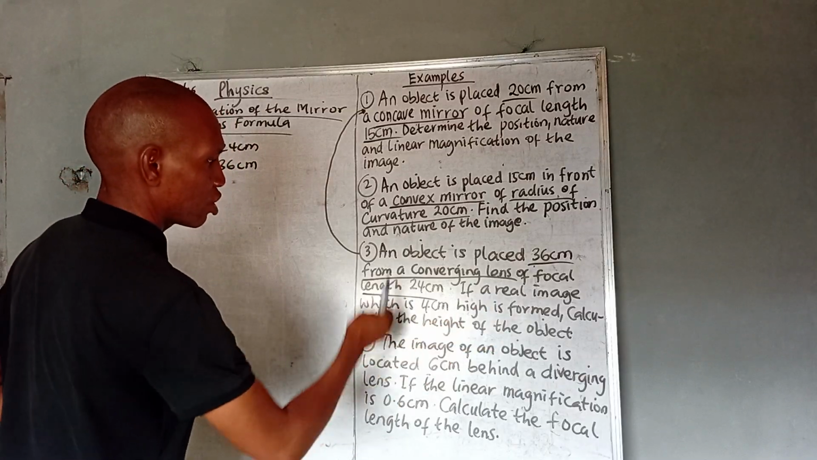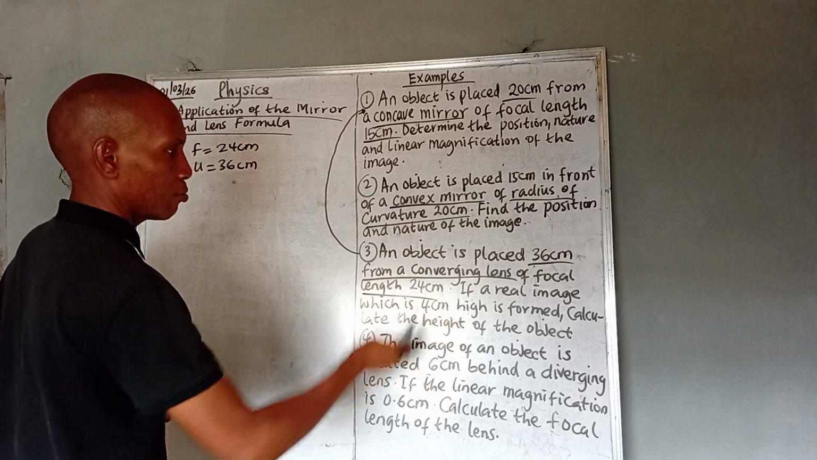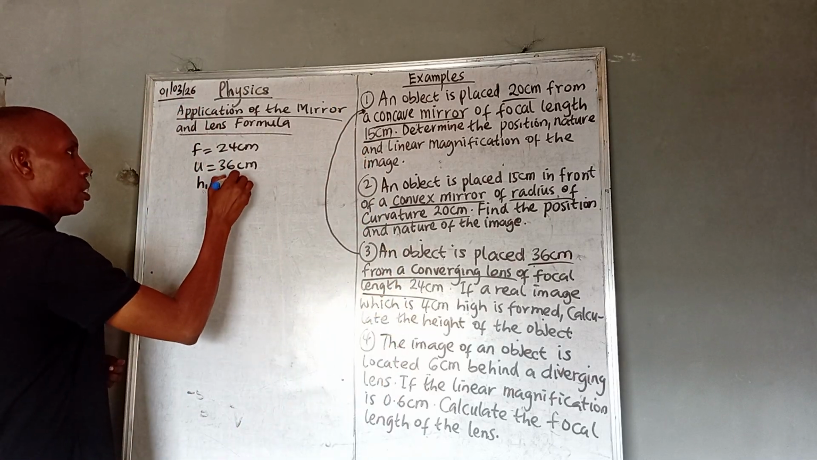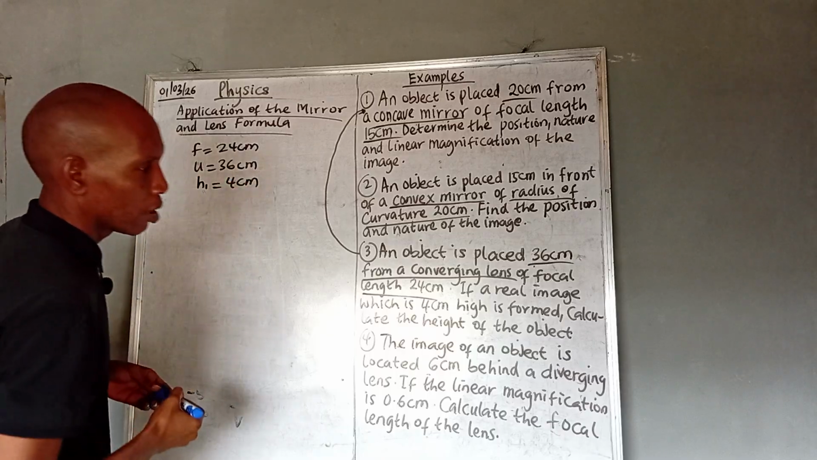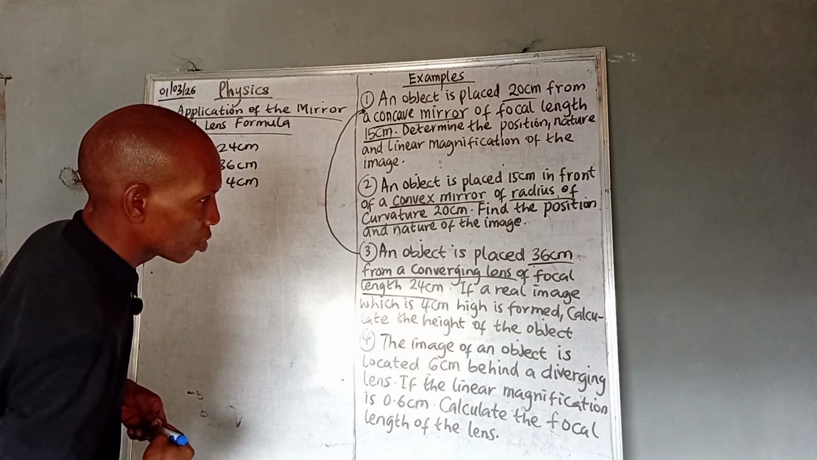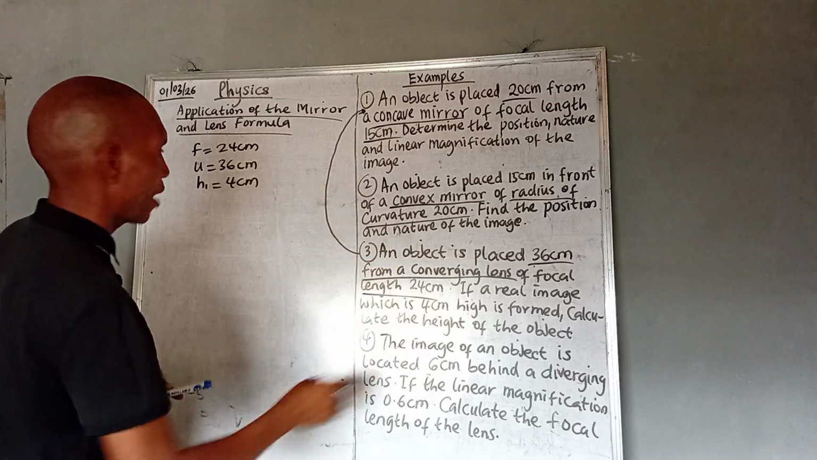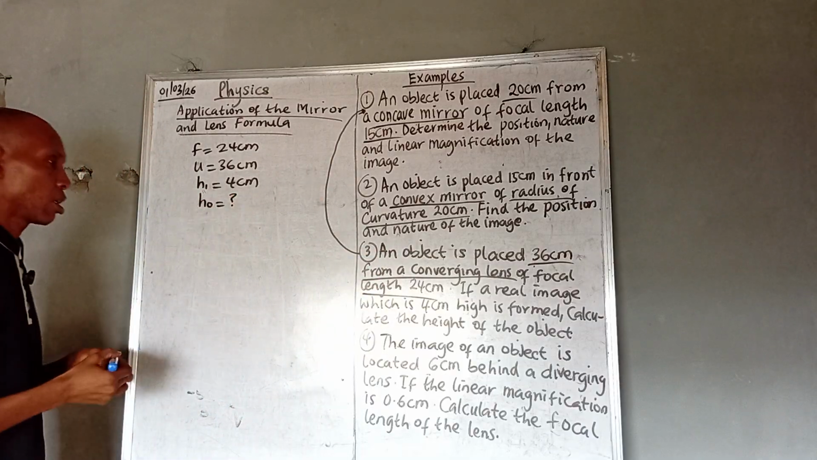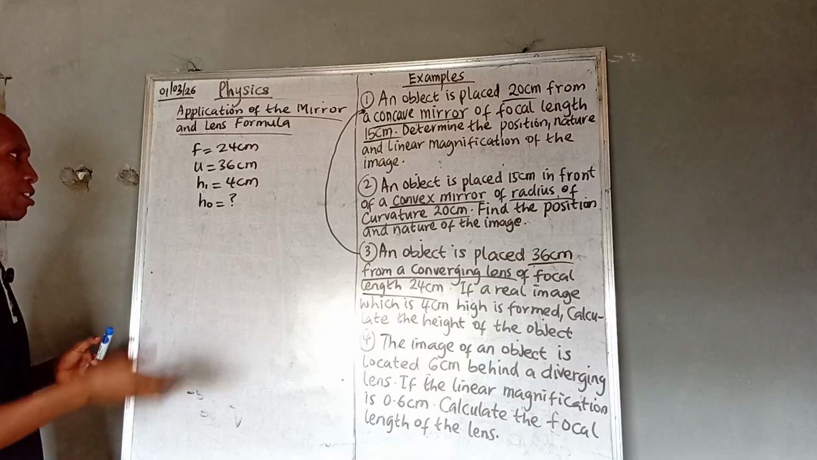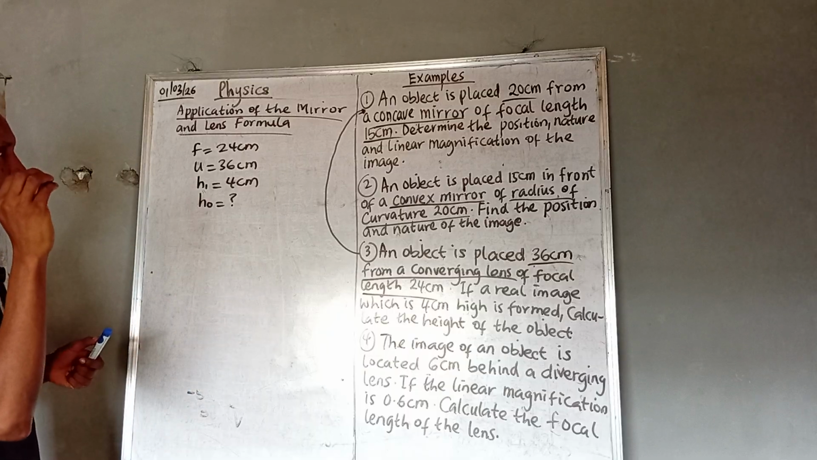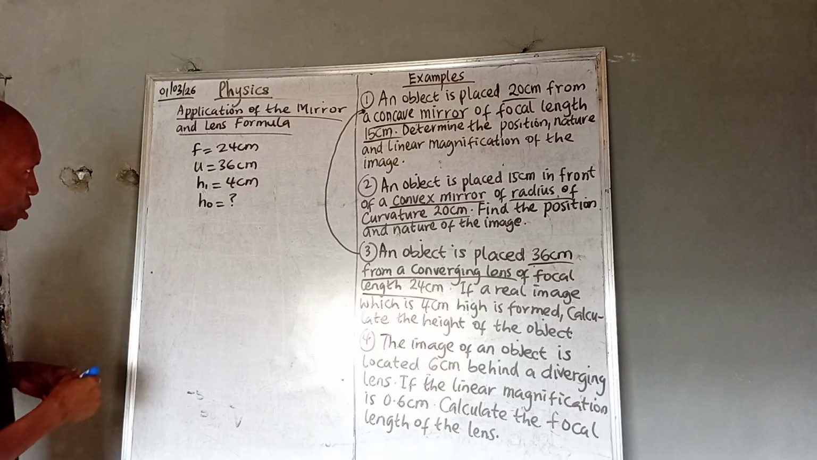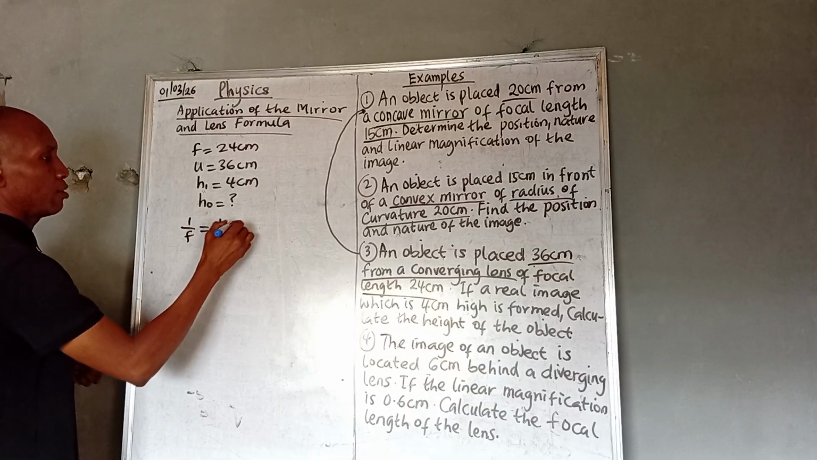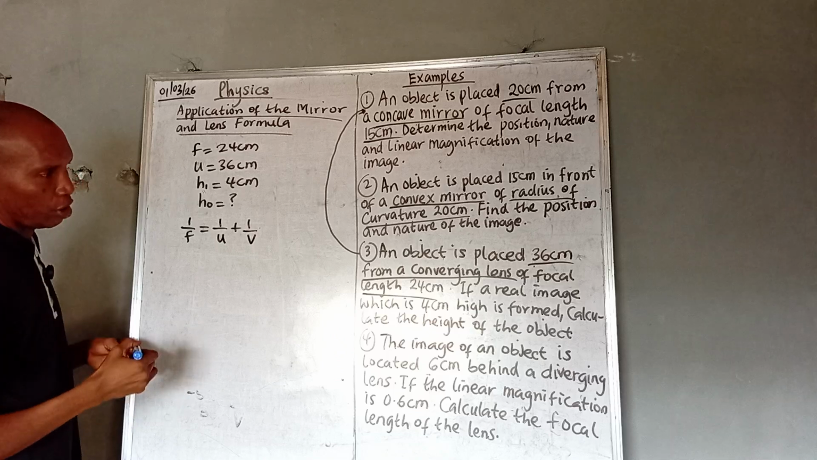If a real image which is 4 centimeters high, that means the height of the image is given. The image is 4 centimeters high. We are told to calculate the height of the object. So we are looking for the height of the object. So the first thing to do is to get the image distance. So we are still going to stick to the mirror formula. Mirror formula is very important in these calculations.